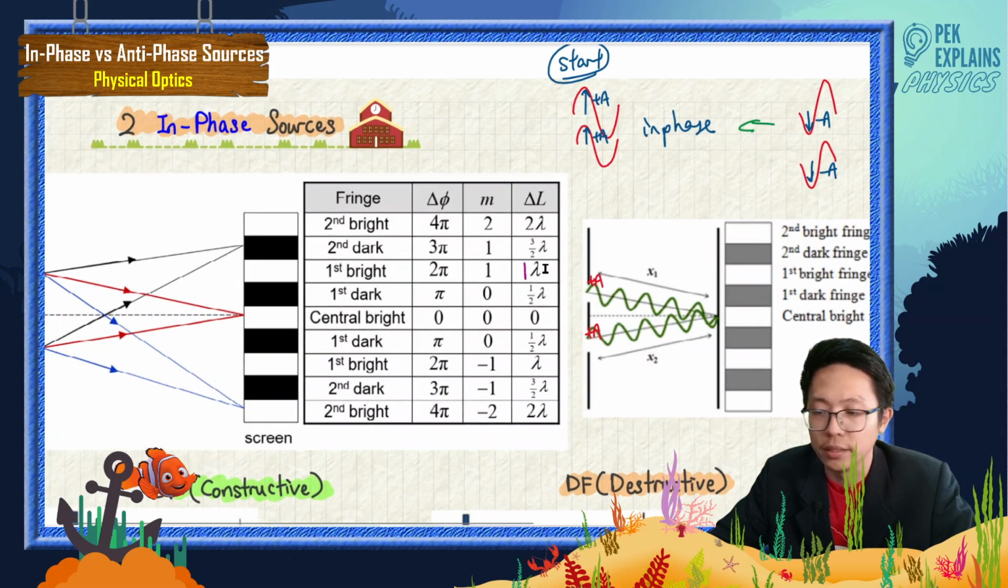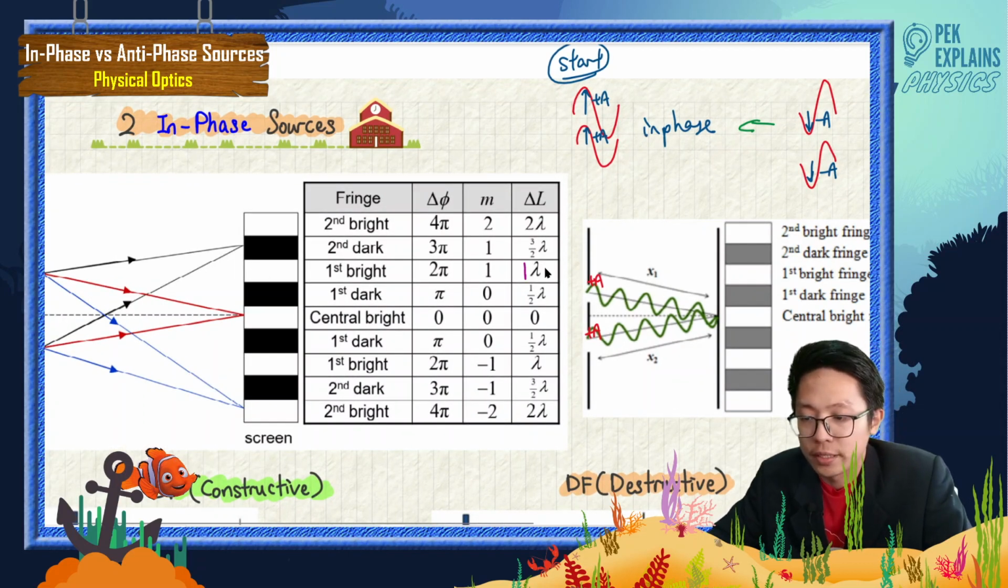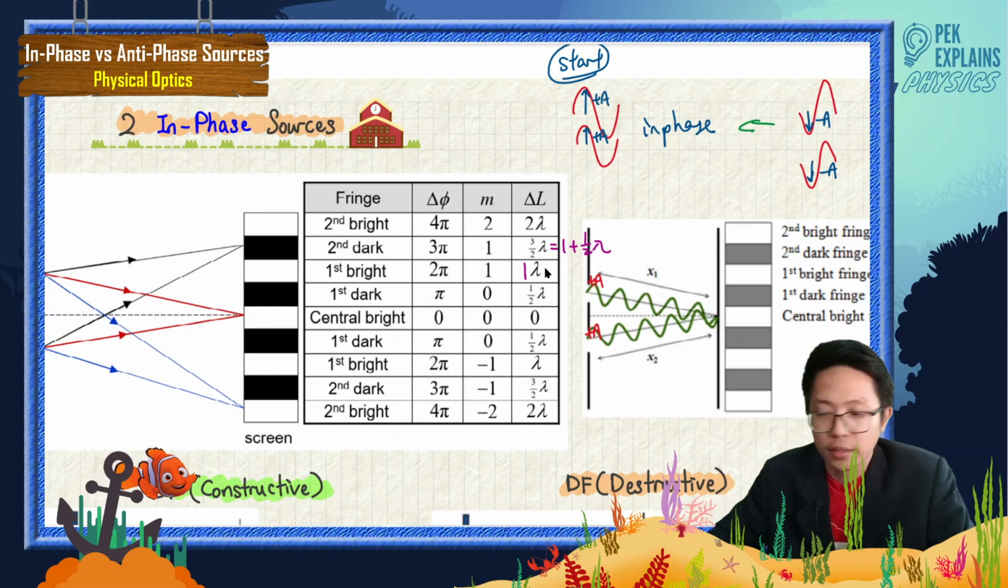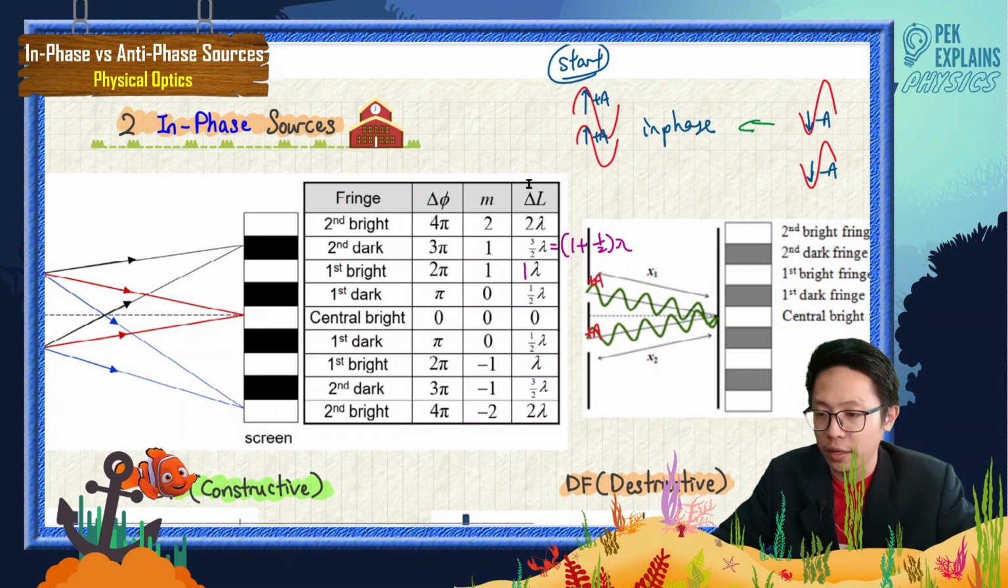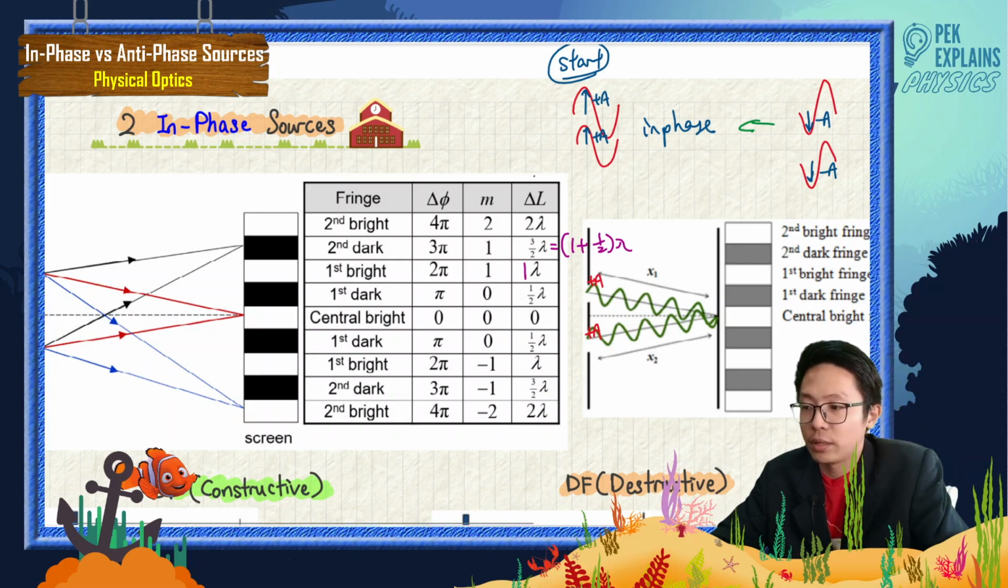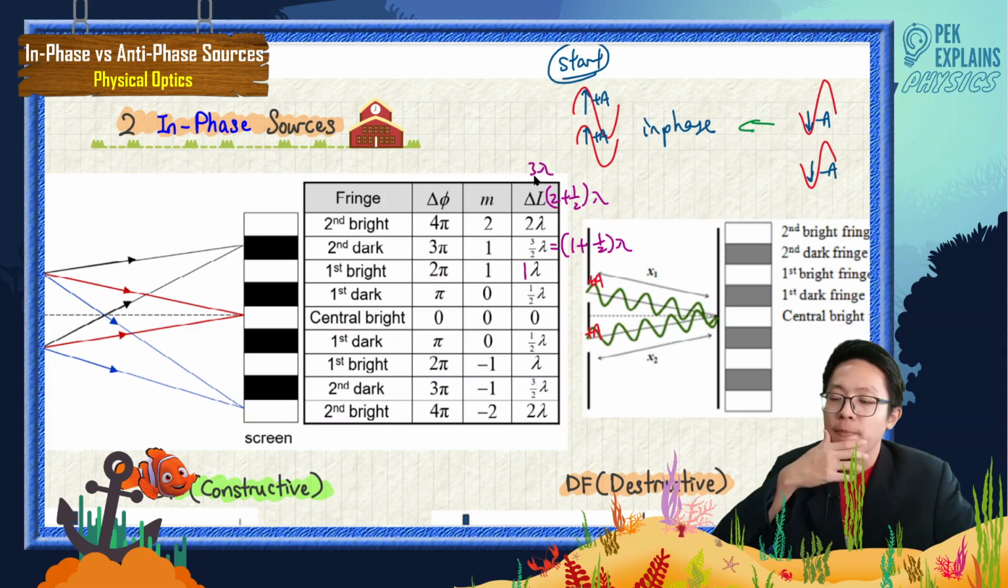3/2 lambda is actually 1 plus half lambda. Okay, I should write it better here: 1 plus half lambda. And then we have 2 lambda, and then the next one. What do you think? The next one should be 2 plus half lambda, and then the next one should be 3 lambda, and so on.